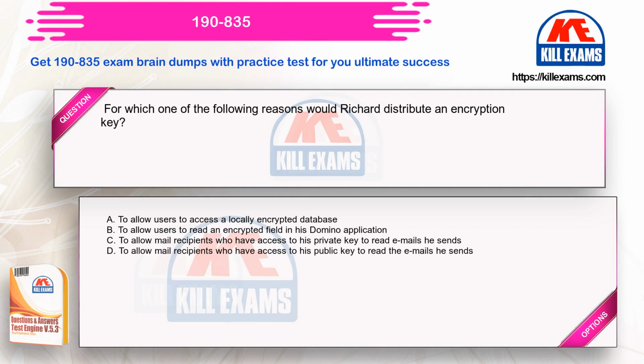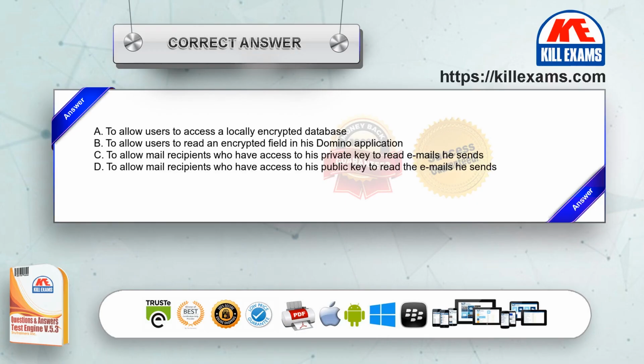Option D. To allow mail recipients who have access to his public key to read the emails he sends. The correct answer is option B.